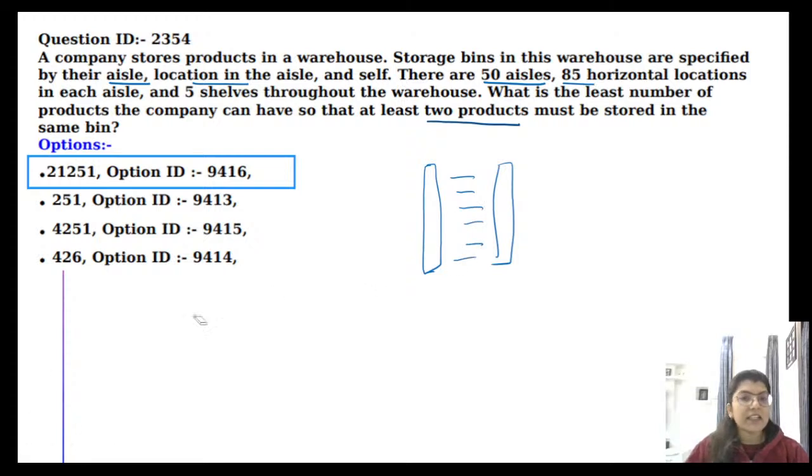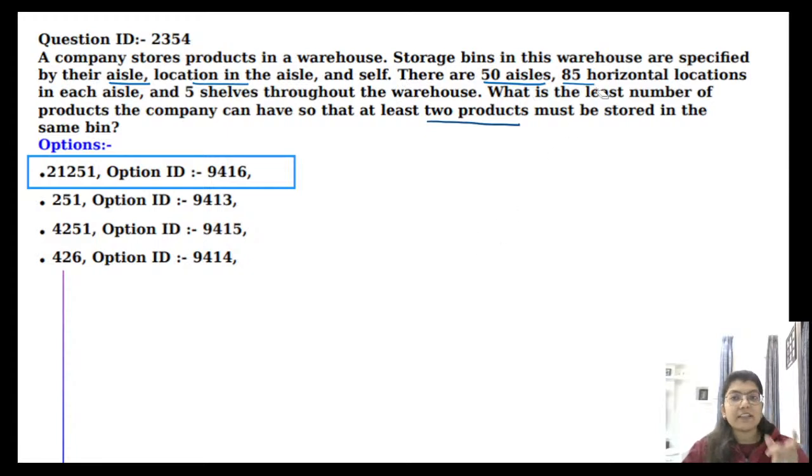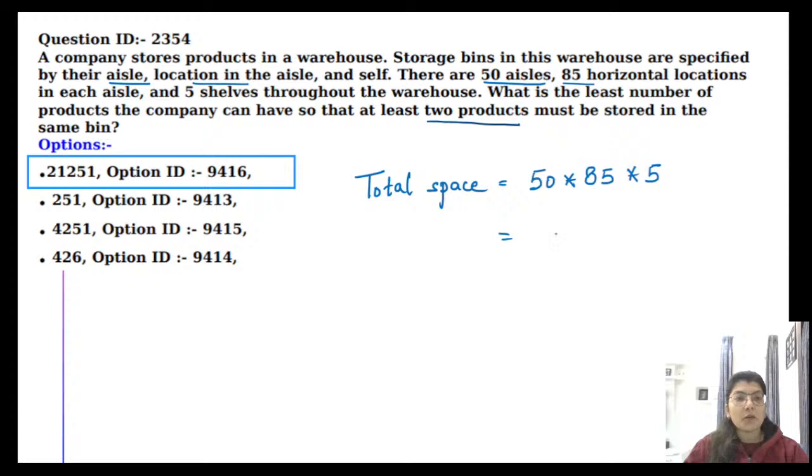How many aisles are there? There are 50 aisles, and in each aisle there are 85 horizontal locations, and 5 shelves throughout the warehouse. So how much total space could there be? How will you find the total space to accommodate all the products? You simply multiply 50 aisles, 85 horizontal locations in each aisle, and 5 shelves. It will be 21250, right?